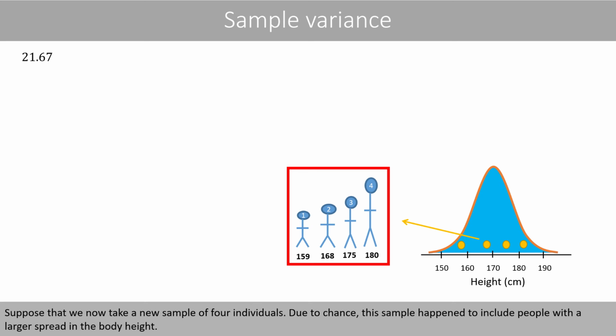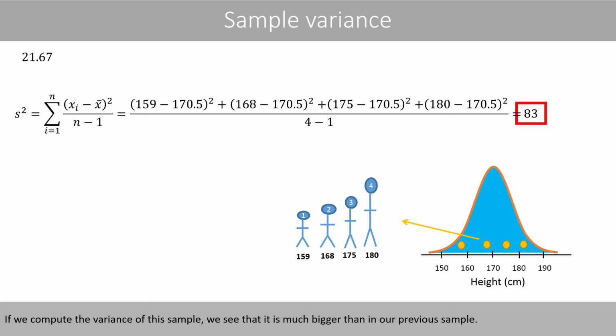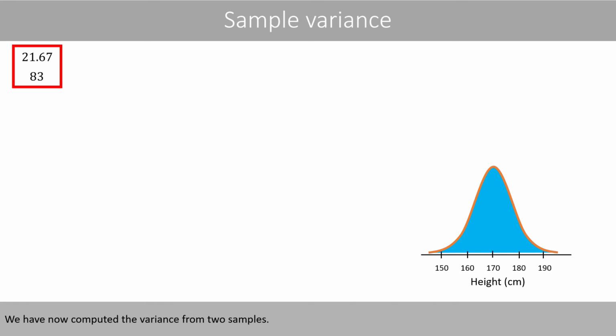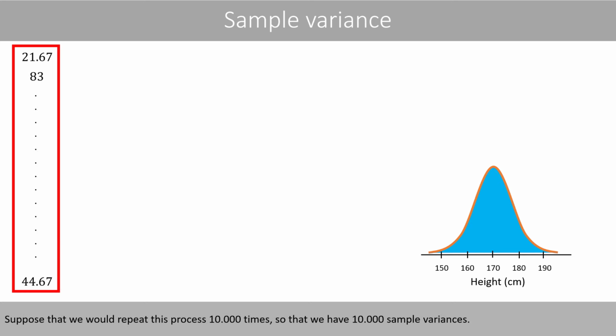Suppose that we now take a new sample of 4 individuals. Due to chance, this sample happened to include people with a larger spread in the body height. If you compute the variance of this sample, we see that it is much bigger than in our previous sample. We have now computed the variance from 2 samples. Suppose that we would repeat this process 10,000 times, so that we have 10,000 sample variances.